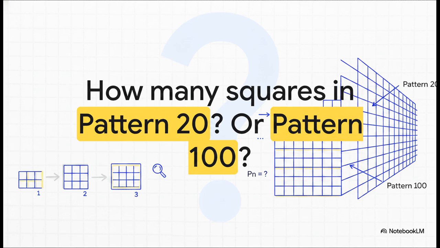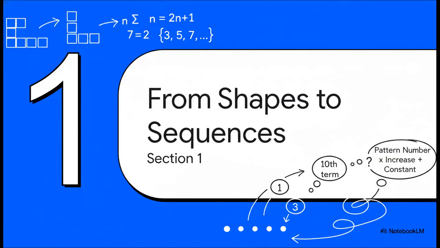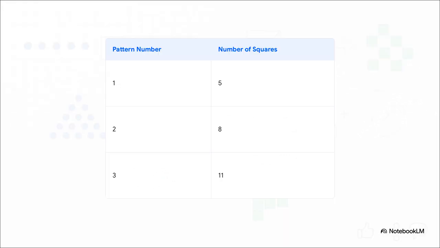I don't know about you, but drawing all of those out would take forever. There has to be a smarter, faster way to figure this out, right? And of course there is. The very first step to cracking this code is to forget about the pictures for a minute. We need to translate these growing shapes into the language of math. We need numbers. So let's get organized. A simple table is honestly the perfect tool for this job.